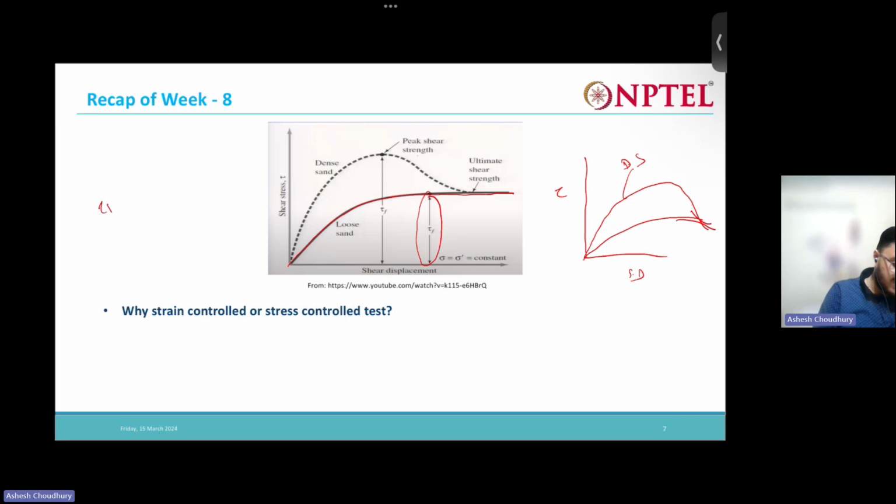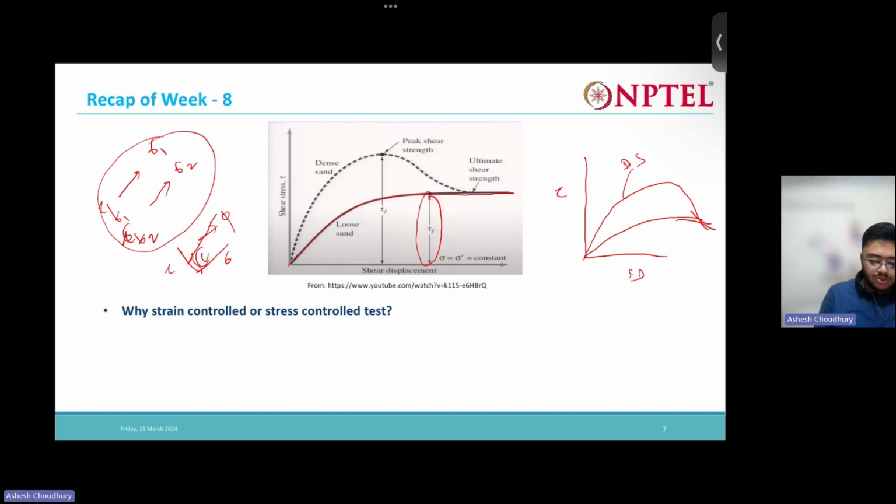So we note down the failure shear stress versus the normal stress. Then again we increase the normal stress, and we get one more failure stress. Like this we can get many combinations of failure stresses and normal stresses, and from there we can plot the points and get a failure envelope. From the slope we get phi, and from there you can get the C value. Like this we generally do it.